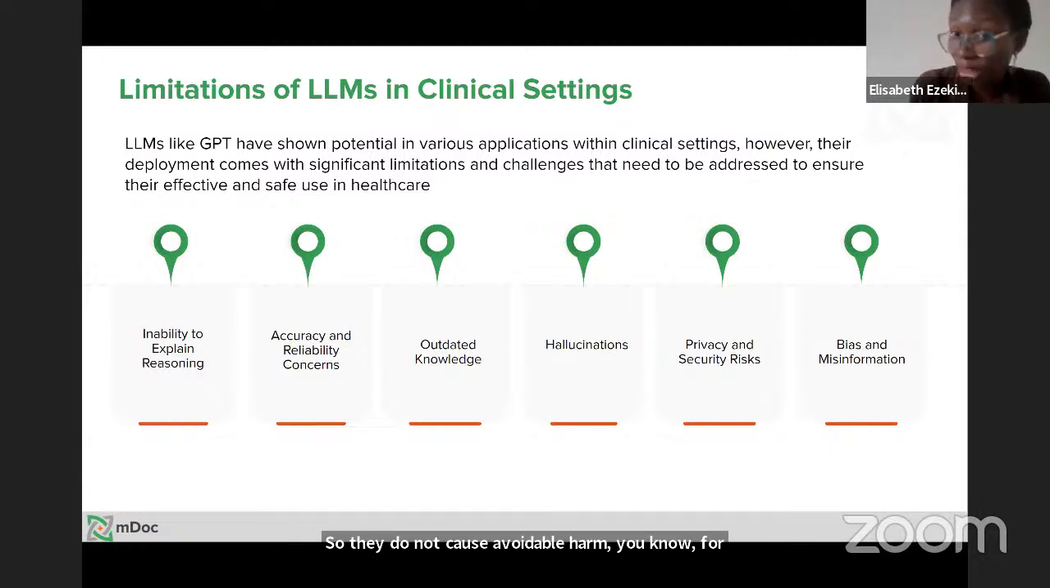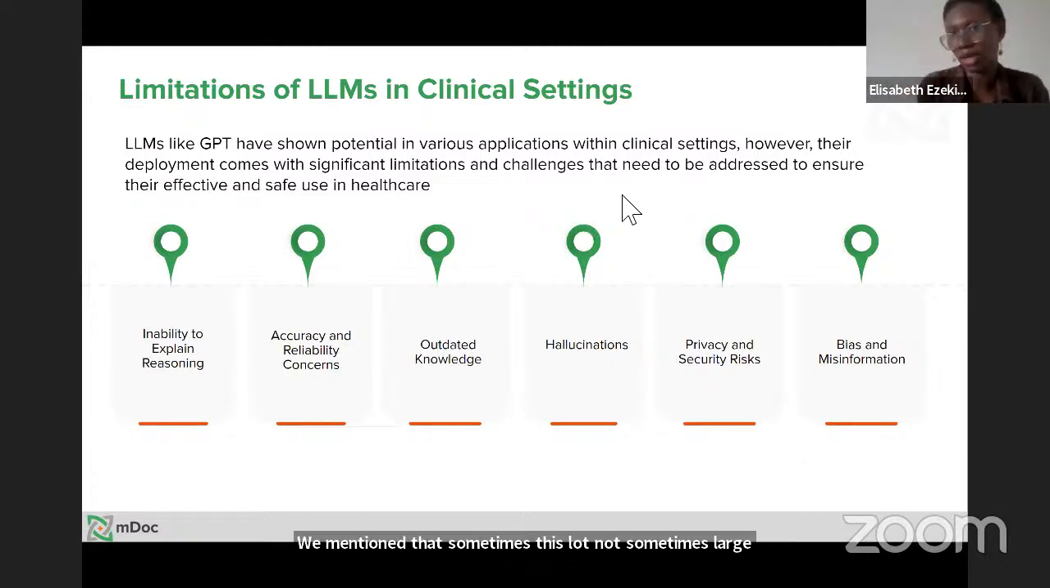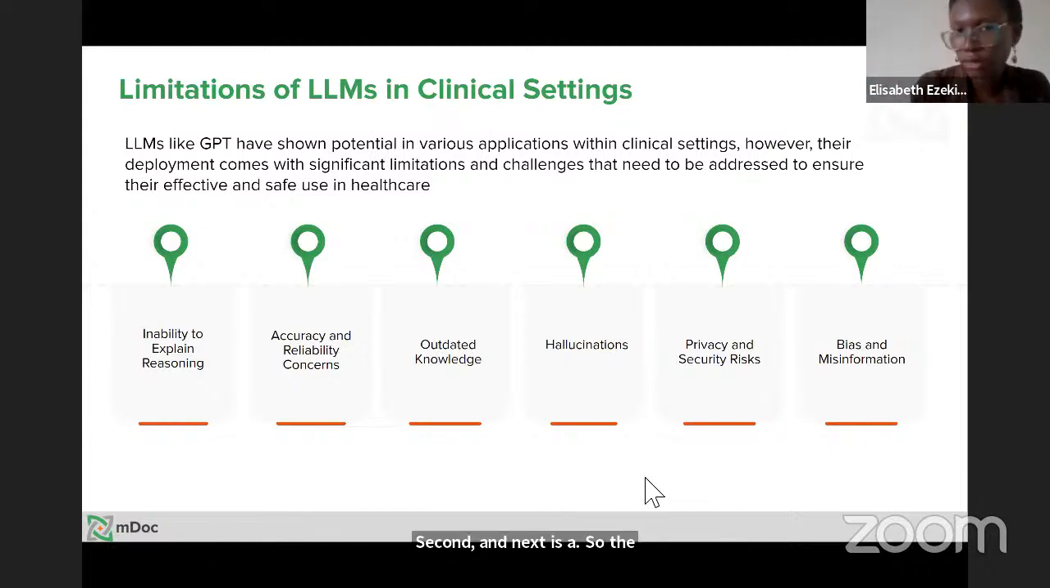Next, outdated knowledge. Remember, we spoke earlier when we were talking about large language models and the training data sets they're exposed to. It's possible that these training data sets can be outdated because information is continuous, learning is continuous, knowledge keeps evolving and growing. So it's very important that we watch out for the possibility of these models or these machines generating information that is outdated. Next is hallucination. So the possibility of giving wrong information, we need to watch out for this.